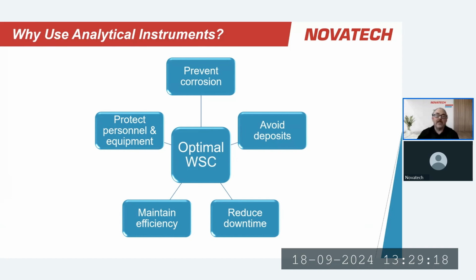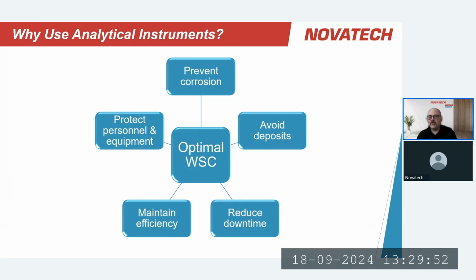And if we have optimal chemistry, we avoid all of these things or achieve all of these things. We prevent corrosion or at least minimize it. We avoid deposits. We reduce downtime due to equipment failure. We maintain efficiency, heat transfer efficiency. It's critical. That's the whole point. Energy is money. If you have to use more fuel to generate your steam, then that's costing you money. And of course, protection of personnel and equipment. So having optimal chemistry allows us to do that.